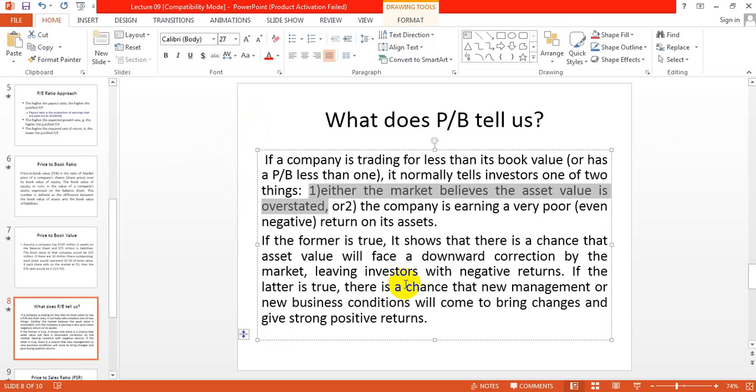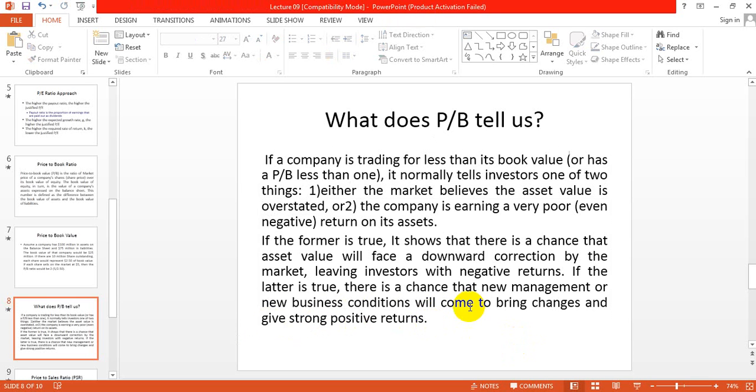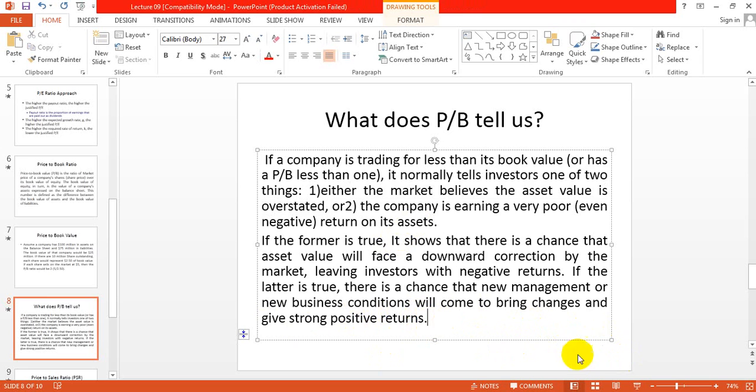And if they think that the second is true, that the management is not good, then maybe there is a chance that new management will come, new business conditions will come, and they will bring changes and give strong positive returns in the upcoming year. If investors think this is true, they will wait for the new management.